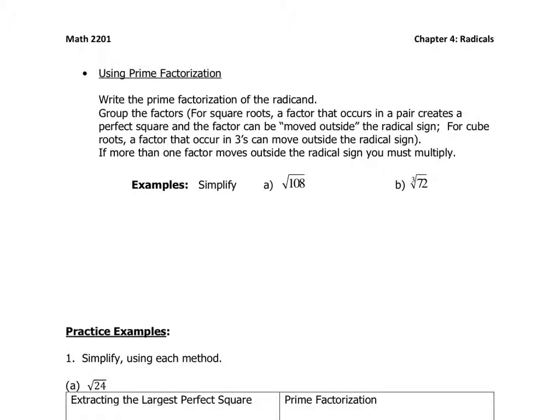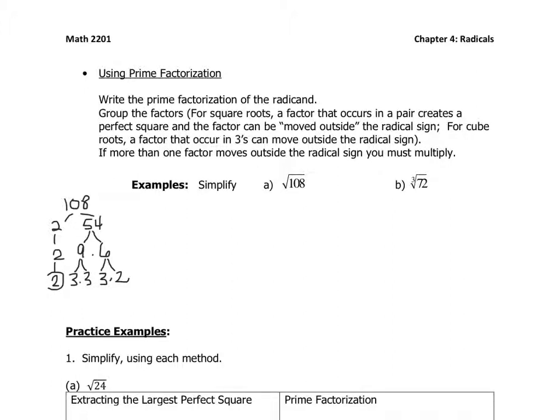Now, the other method is using prime factorization, and what that basically involves is breaking down the radicand into its product of prime factors. And then any factor that occurs in a pair would be taken outside the radical sign as part of your perfect square factor. So let's break up the first one, 108. We break it down into prime factors. That's 2 times 54, which is 2 times 9 times 6, which is 2, and that's 3 times 3. And that's 3 times 2. 6 is 3 times 2.